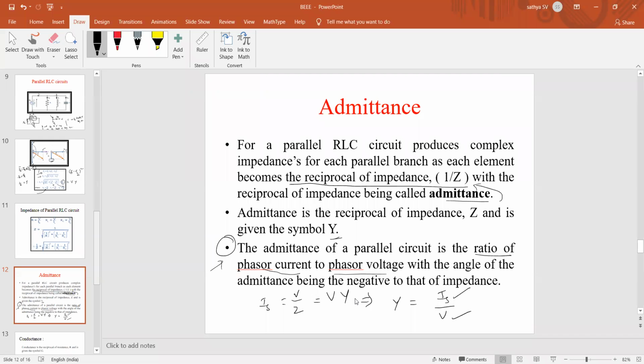Is my voice clear to everyone? Yes, sir. Okay, fine. So all of you understand the admittance concept, impedance concept, series and parallel RLC circuits, the phasor representations and mathematical expressions. Clear, everyone?